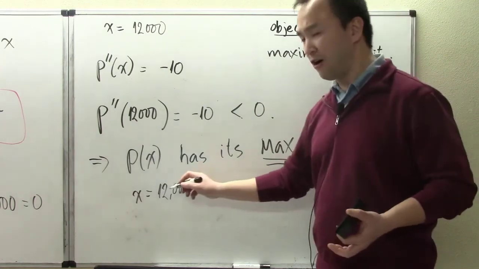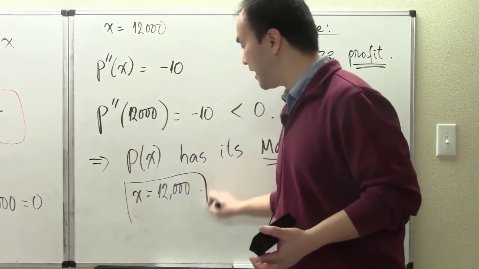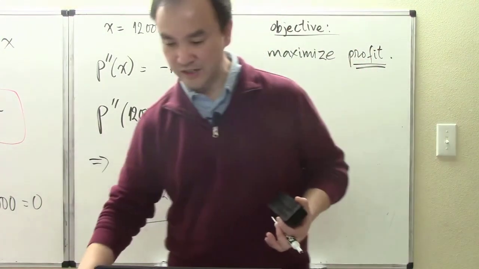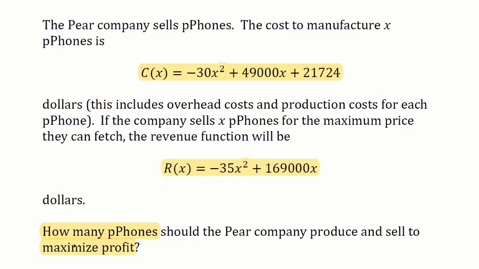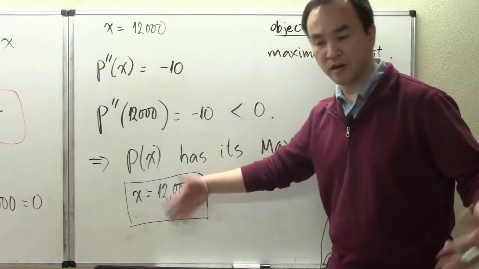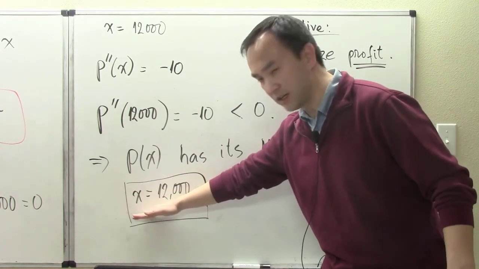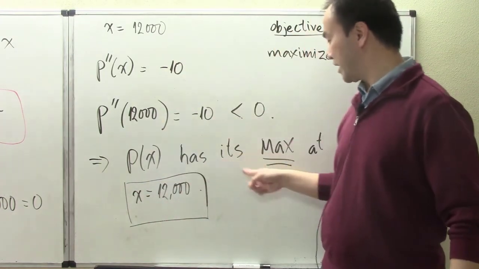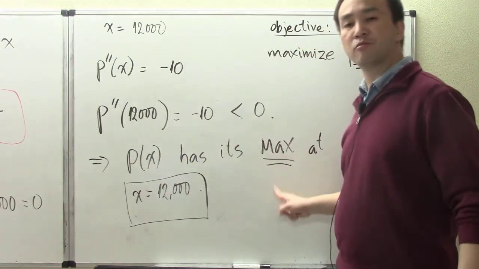So all of a sudden here, we realize we have found our first answer. And actually that is the answer for our work right here. Because back to the computer, the wording under the problem said, how many P phones should the parent company produce and sell to maximize profits? So we have found that, and we don't need to go any further. We have found the answer. When the company is selling 12,000 P phones right here, that's when it makes its maximum profit. Okay.